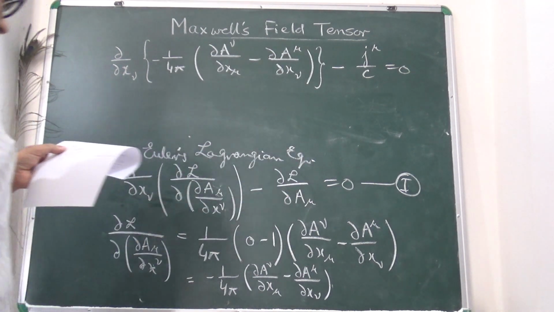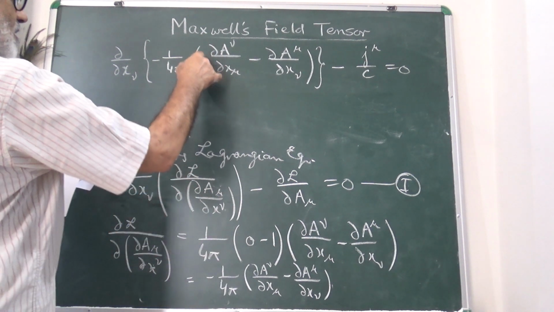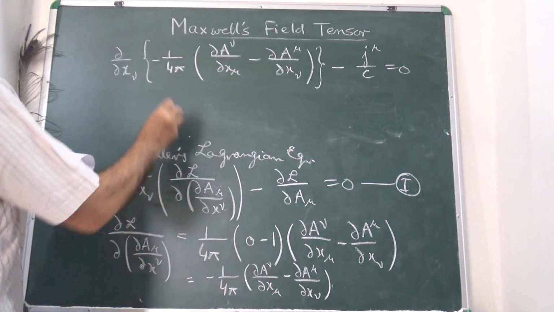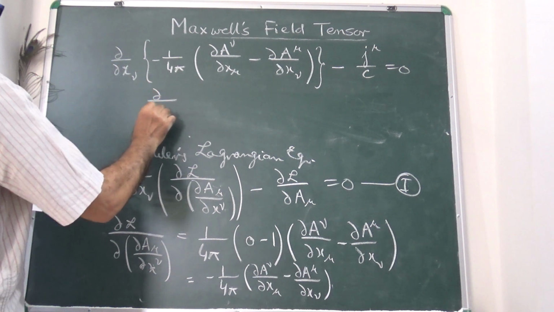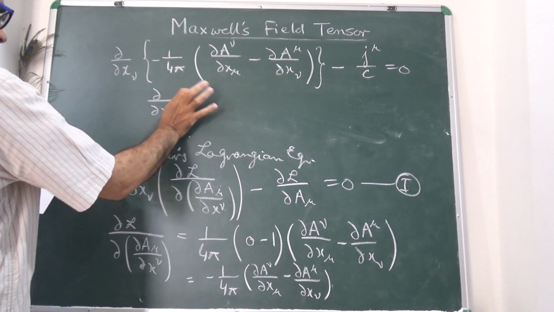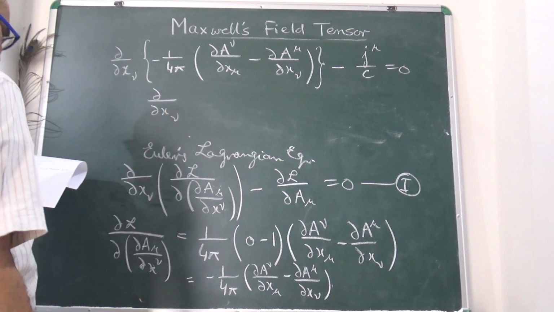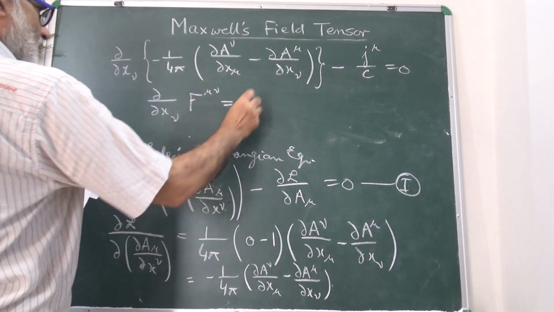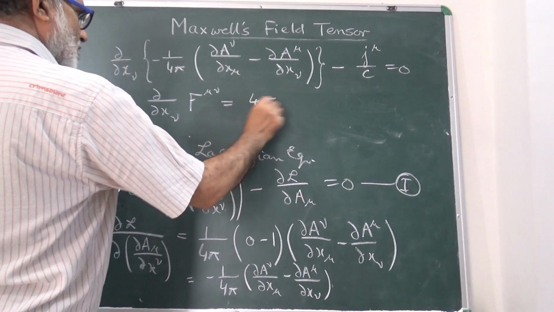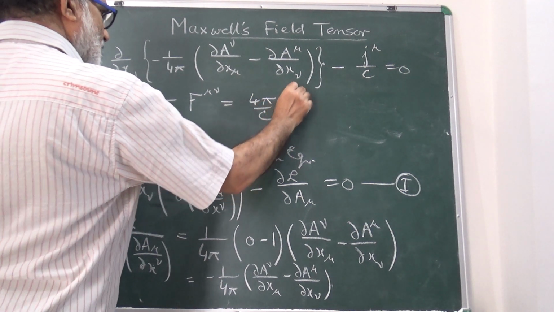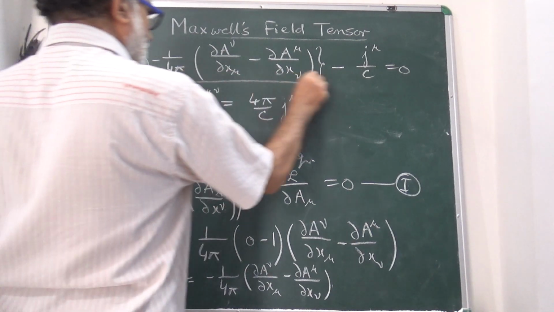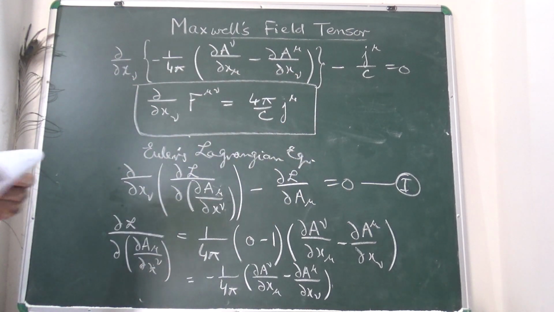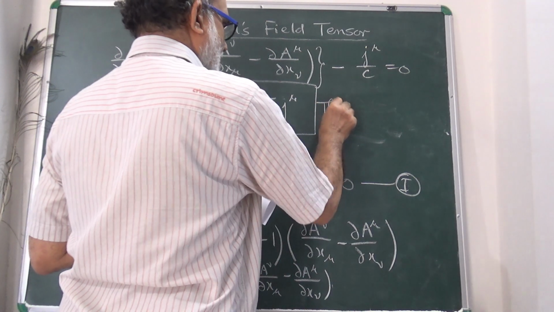Or you can write this as, this is nothing but the electromagnetic field tensor. So it is del by del x nu F mu nu is equal to 4 pi by C J mu. This is our Maxwell's equation in tensor form.